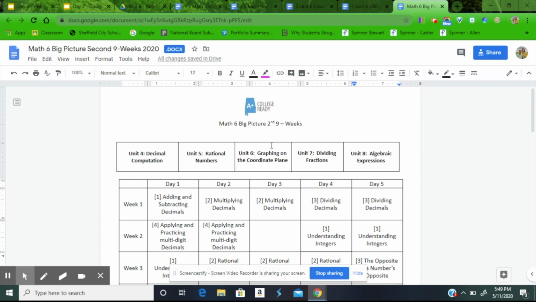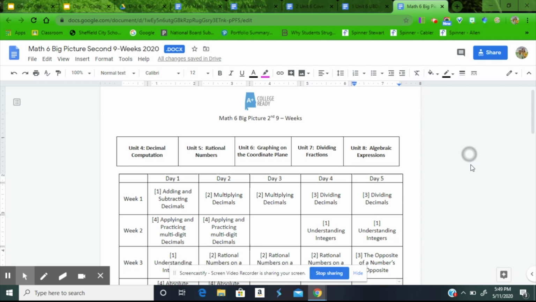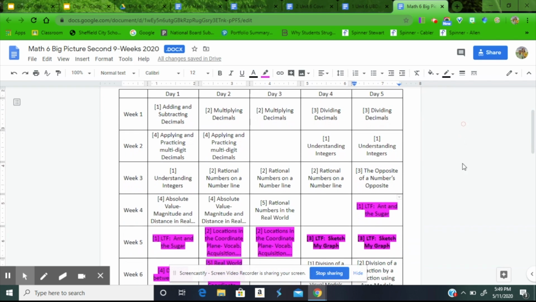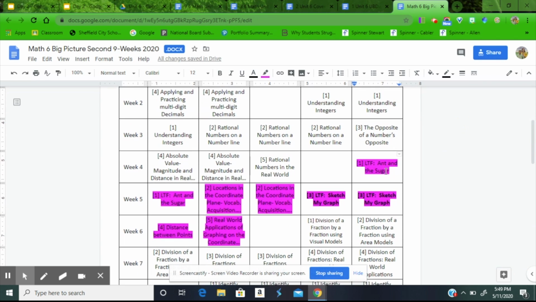If you'll notice, Unit 6, Graphing on a Coordinate Plane, is found in the second 9 weeks. Students have just finished up rational numbers and had their introduction to negative numbers for the first time. Scroll down here, we'll find Unit 6 starts at the end of week 4 with the ant and the sugar. The lesson that we're going to focus on specifically today in training is Sketch My Graph, and if you'll notice, this takes 2 days of instructional time.